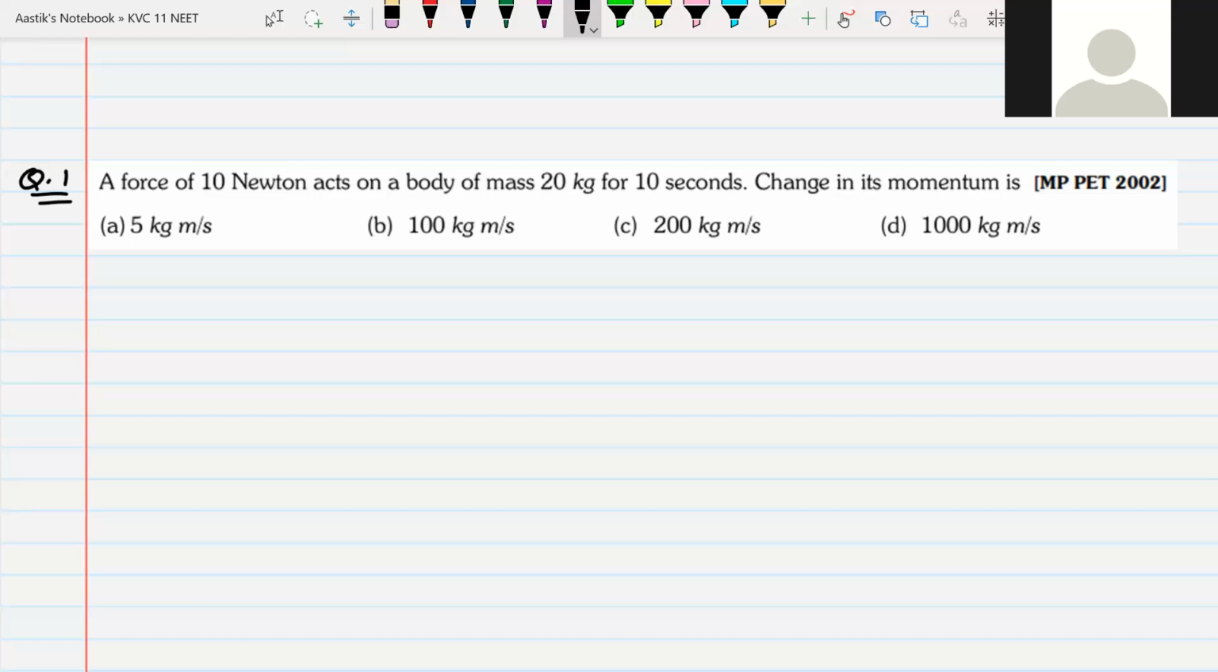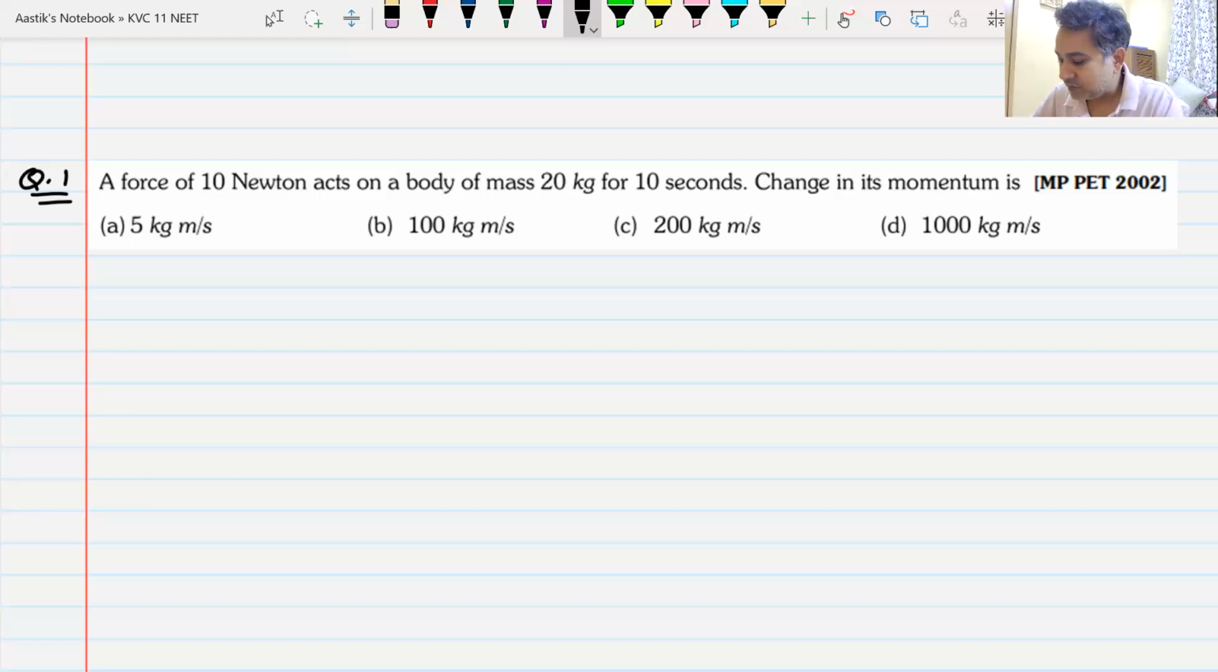Option B. What did everyone get? 100 km per second? What's the number? Yes, beta. Option B, sir. How did you get option B? Option B is correct. How did you get option B?